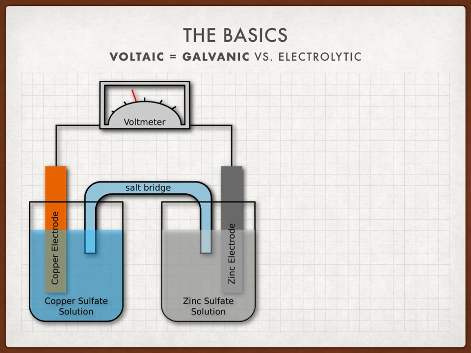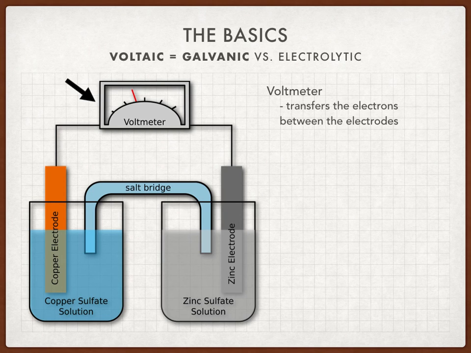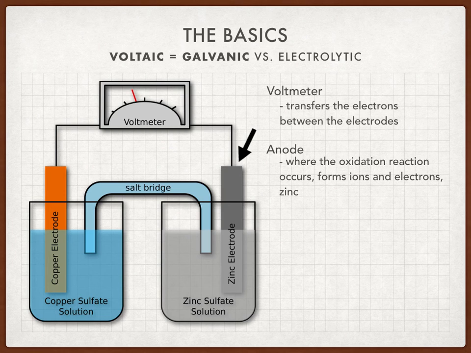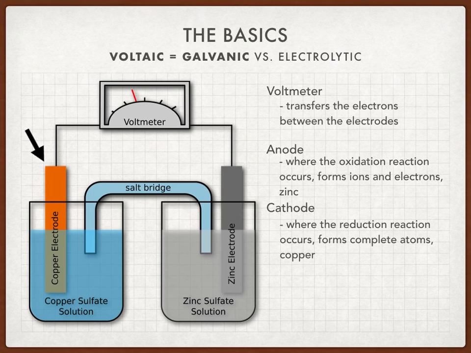This is a typical voltaic cell, and at first it looks complex, but after we break it down into its parts, it's quite simple. Firstly, we have the voltmeter, which measures the current output as electrons transfer between the electrodes. Next is the anode, which is our first electrode, where the oxidation reaction occurs and solid atoms are converted into ions and electrons. Here it is the zinc. Next is our second electrode, which is the cathode. Here is where the reduction reaction occurs and complete atoms are formed.